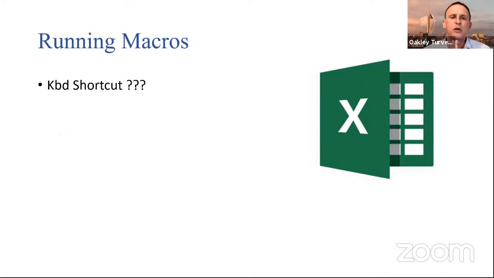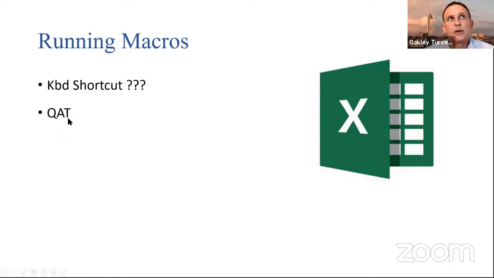The reason is because almost every keyboard shortcut already does something useful. And I found in the past that when I put a macro on a keyboard shortcut, that might be someone's favorite keyboard shortcut. What they end up doing is pressing that keyboard shortcut and running my macro instead of the thing they thought they were going to do. So I stay away from keyboard shortcuts to run macros.